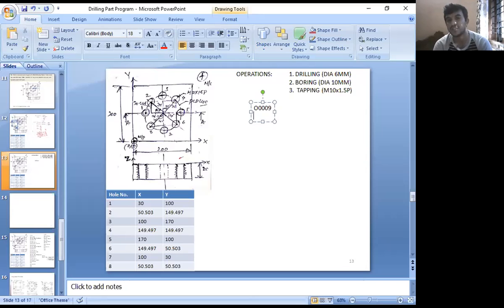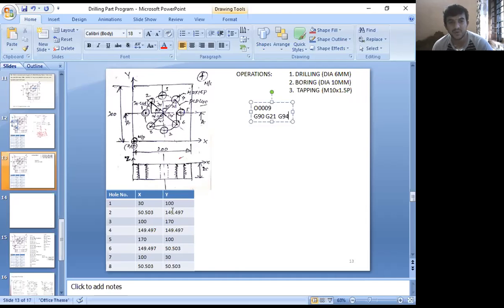After the name of the program, what is the next code? Initial G codes. What are the initial G codes? G90, G21, G94. What does G90 stand for? Whatever input values are given here, we measure with respect to the origin of the workpiece, X0, Y0, Z0. That is G90.